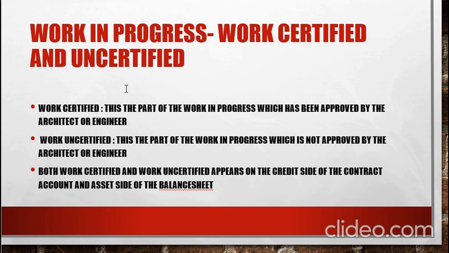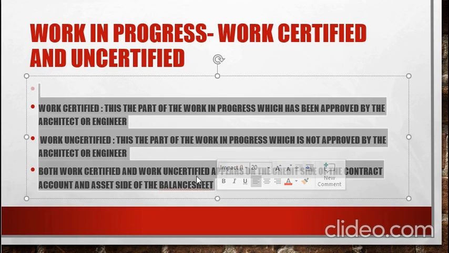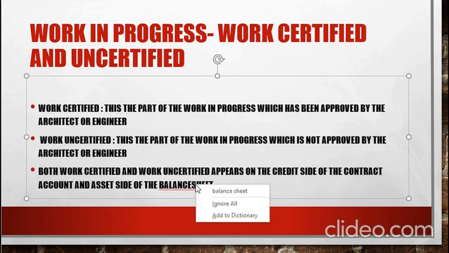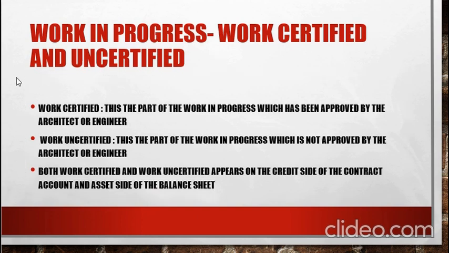Both work certified and work uncertified appear on the credit side of the contract account and on the asset side of the balance sheet. So this is the treatment of work certified and work uncertified.